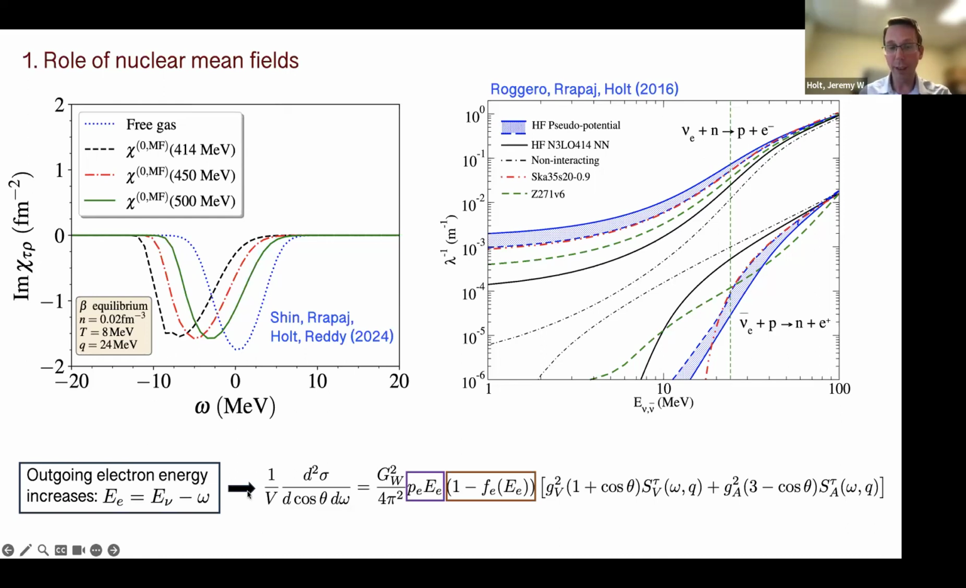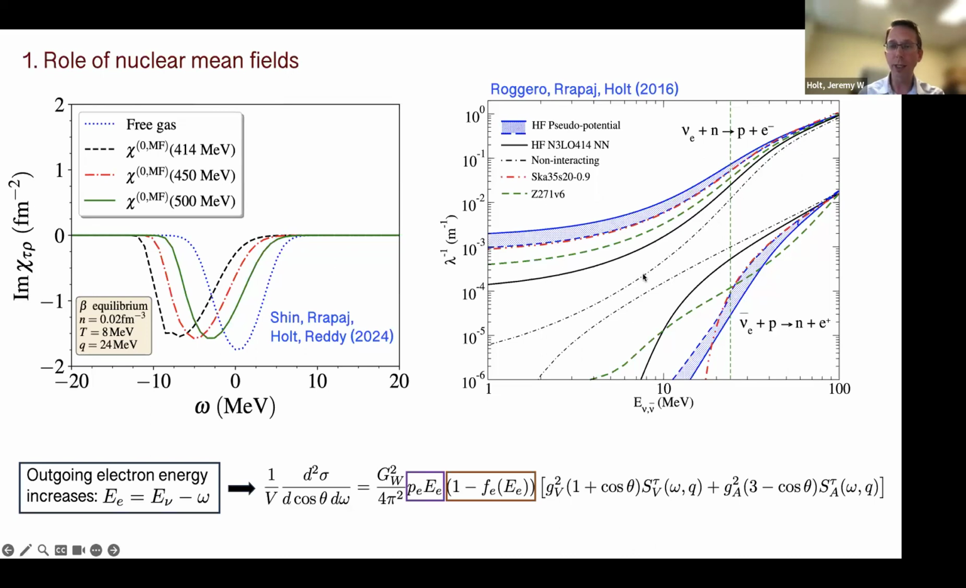How does this actually affect the cross-section? Well, notice that if omega is decreasing, then that's going to increase the final state electron energy, which is going to increase the absorption cross-section. And it's also going to push these final state electrons into a region where there's less Pauli blocking. Okay, so we generically would see that mean fields tend to enhance electron neutrino absorption on neutrons. And for basically the opposite reasons, they would suppress electron antineutrino absorption on protons.